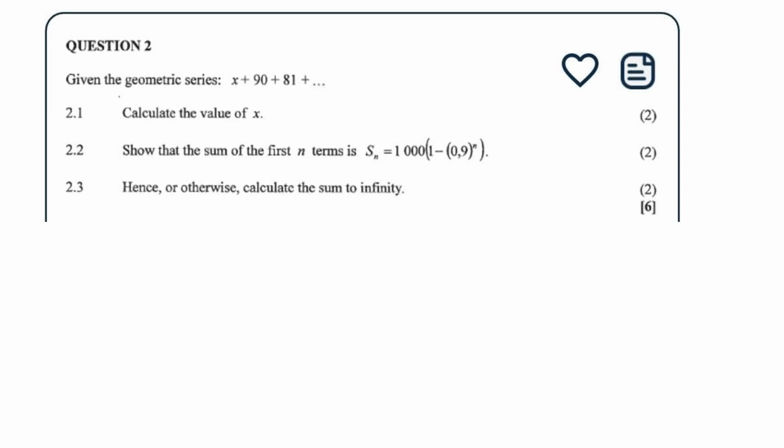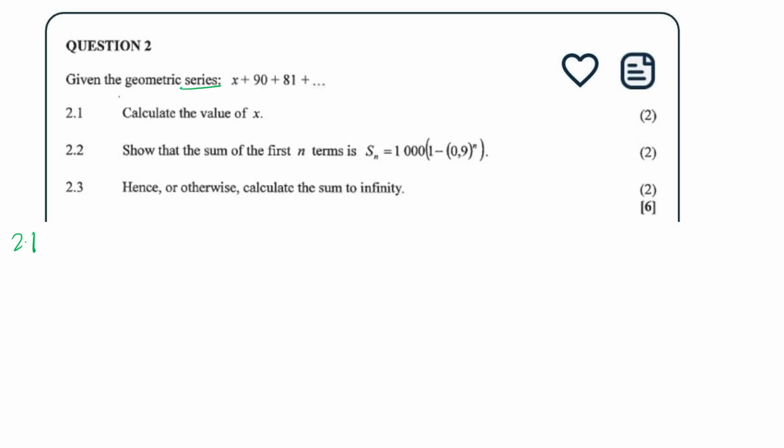Question 2. Right, so then now for question 2, we're given the geometric series, which is x plus 90 plus 81. Series, here we are talking about serious things, right? We are adding things, serious things, geometric series. Therefore now 2.1. Calculate the value of x.